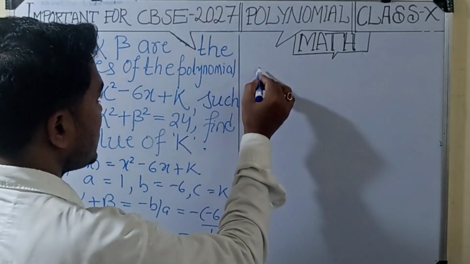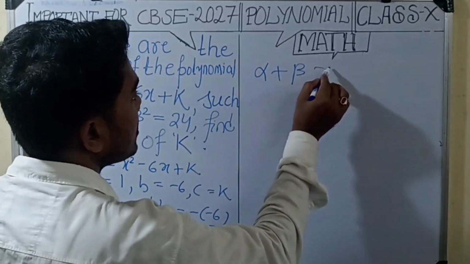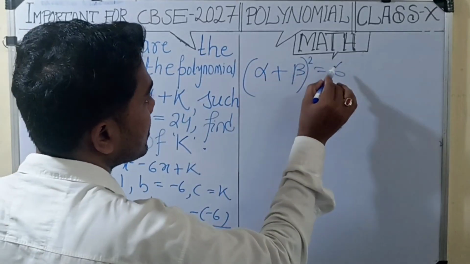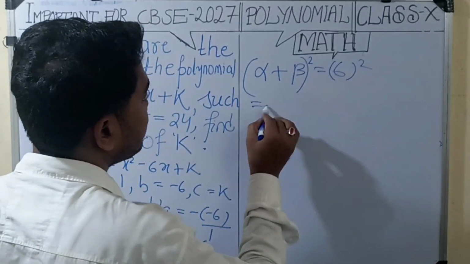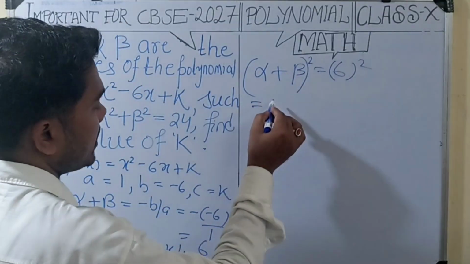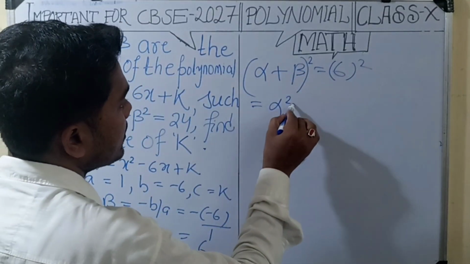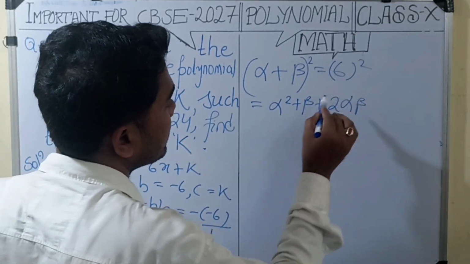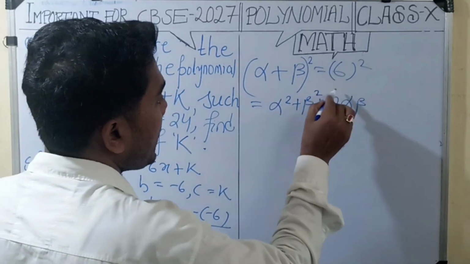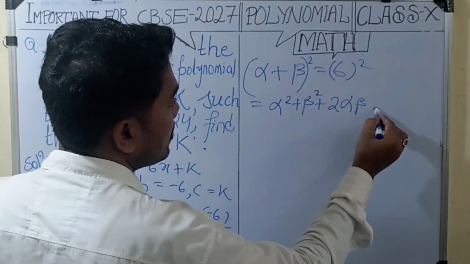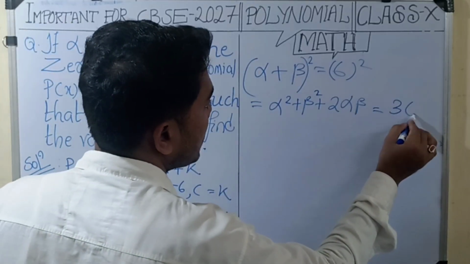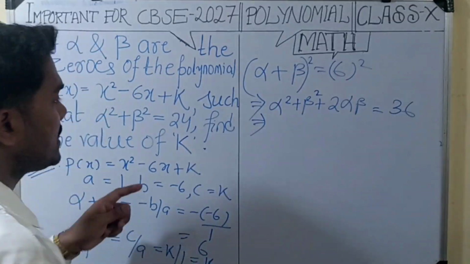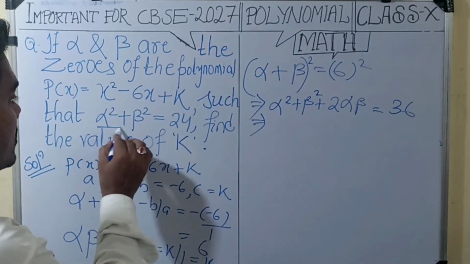So if you take this equation, alpha plus beta is equal to 6, and square both sides, what will you get, students? That is alpha plus beta whole square, that is a plus b whole square, is equal to a square plus b square plus 2ab, that is alpha square plus beta square plus 2 alpha beta is equal to 6 square, which is equal to 36. This implies that alpha square plus beta square, students, in the question is given as 24.